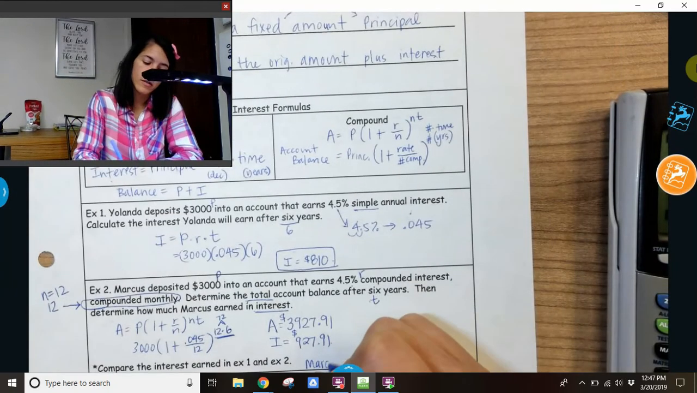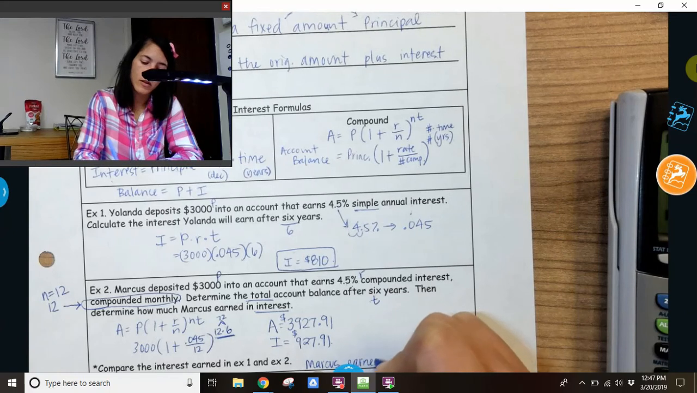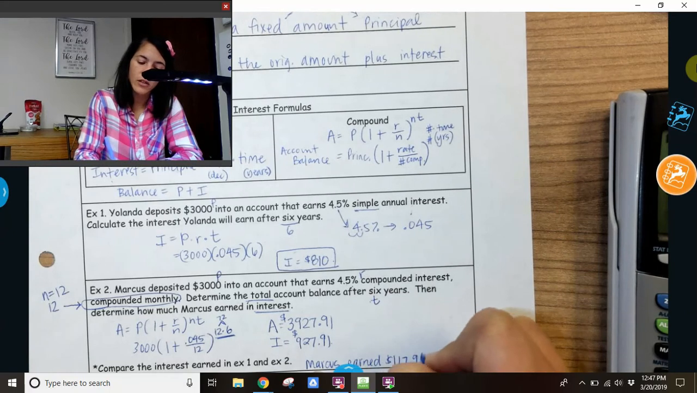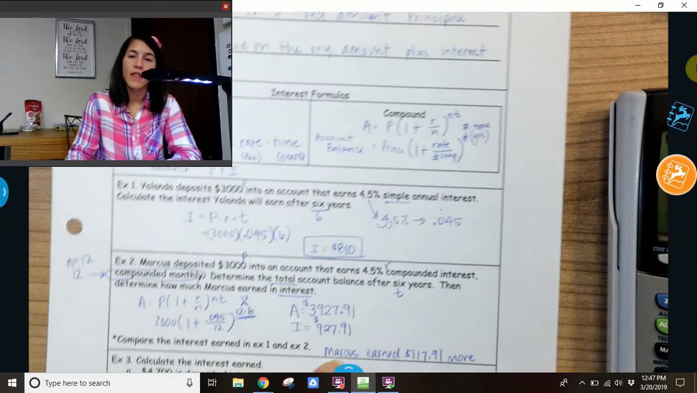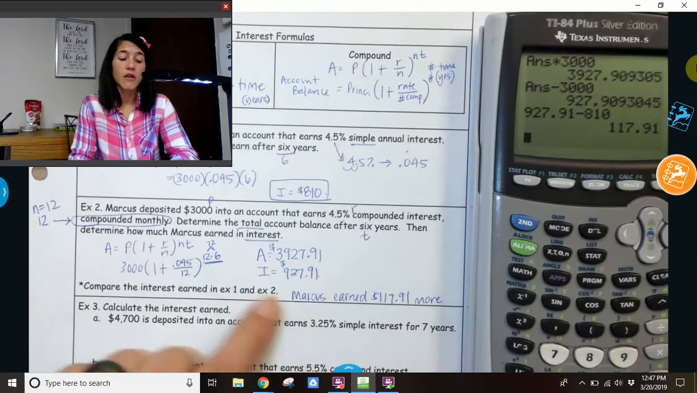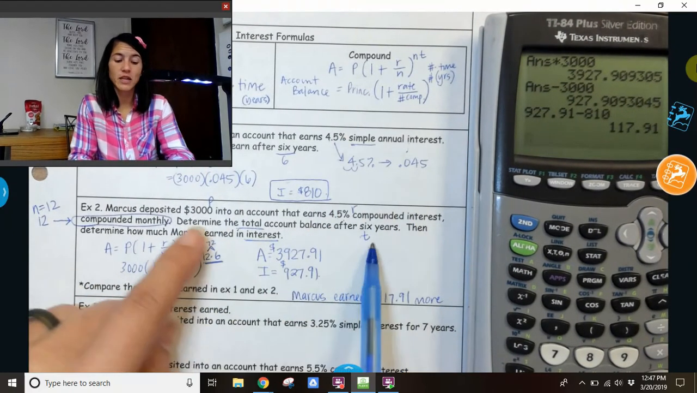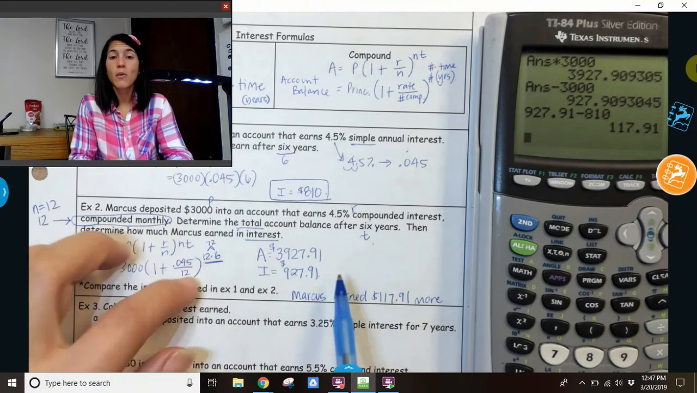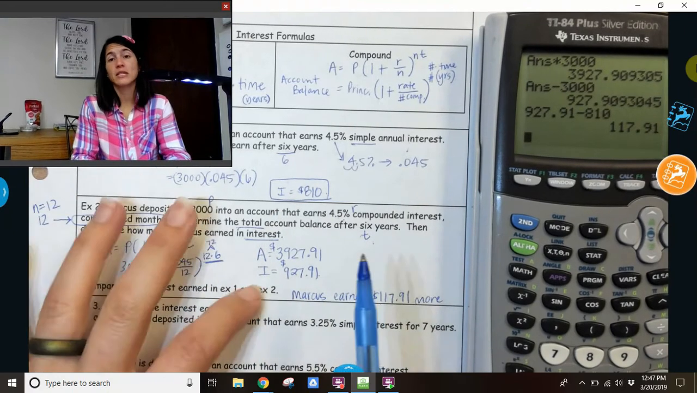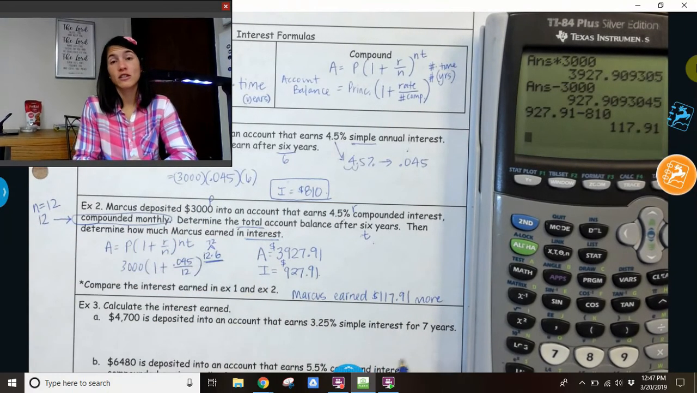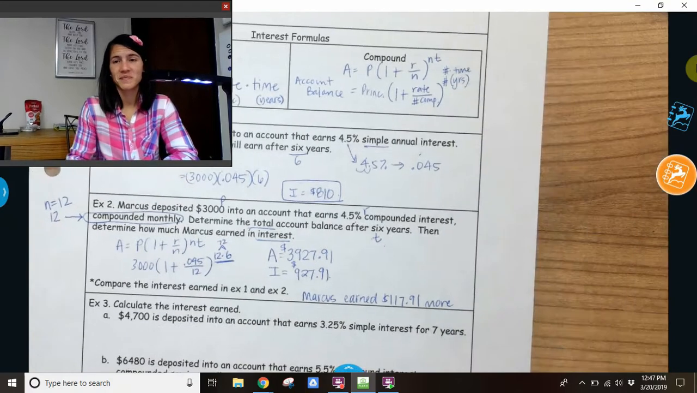So Marcus earned $117.91 more than Yolanda. Notice they both started with $3,000. They had the same rate and the same years, 6 years, 6 years. Marcus earned more because it was compounded monthly. Yolanda's was just simple interest. Okay.